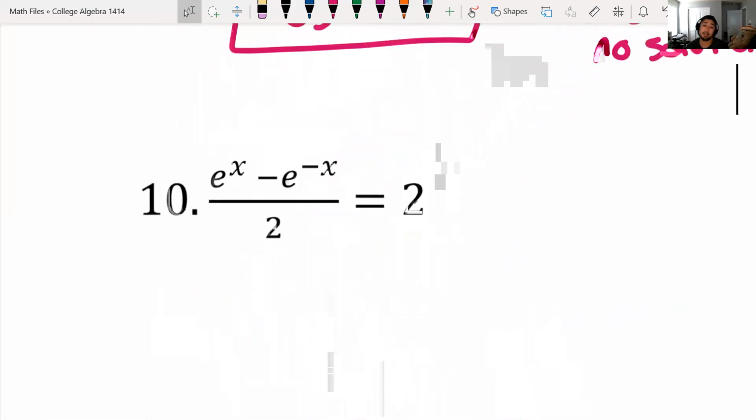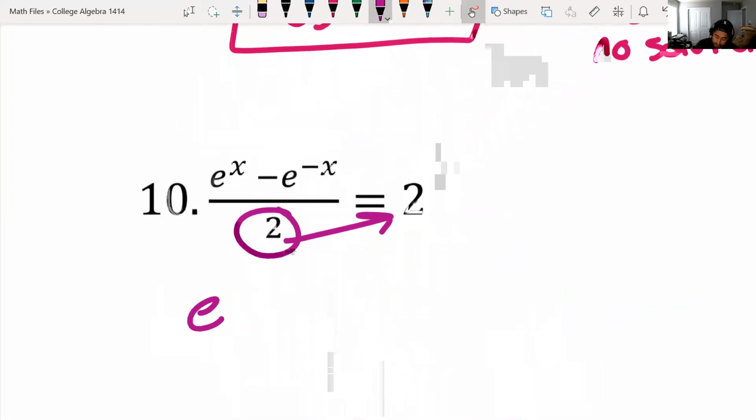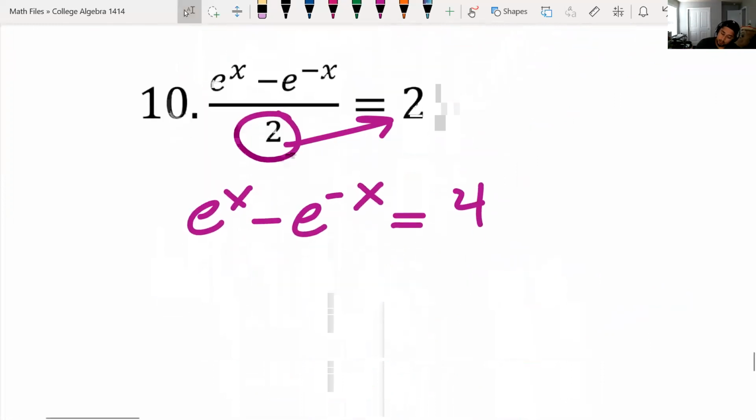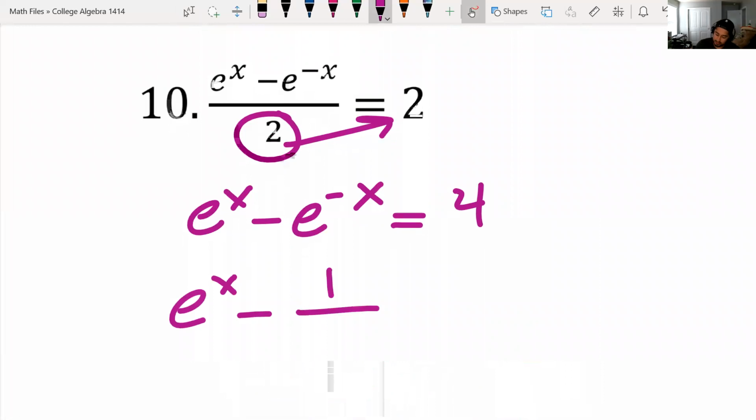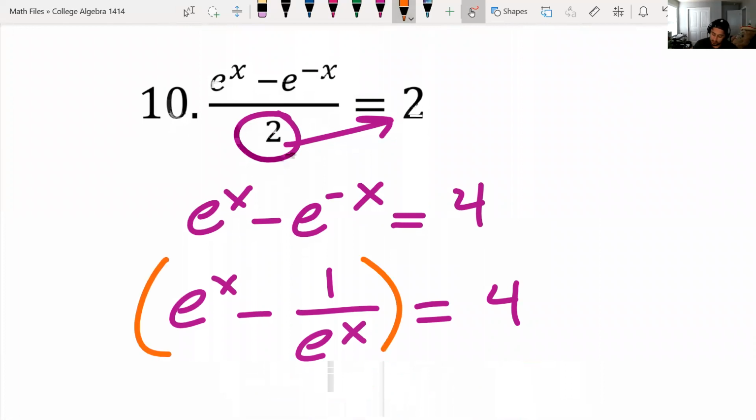Okay, e to the x minus e to the negative x over 2 equal to 2. First thing we're going to do is take this 2 and multiply it to the right. So you get e to the x minus e to the negative x equal to 4. And then we're going to rewrite it using exponential properties as e to the x minus 1 over e to the x equal to 4. And then we're going to multiply both sides by e to the x.